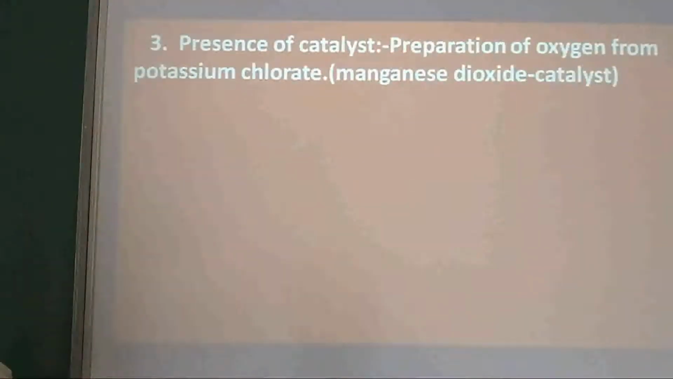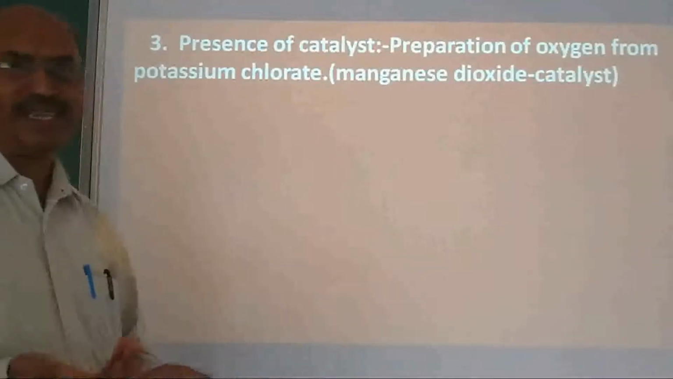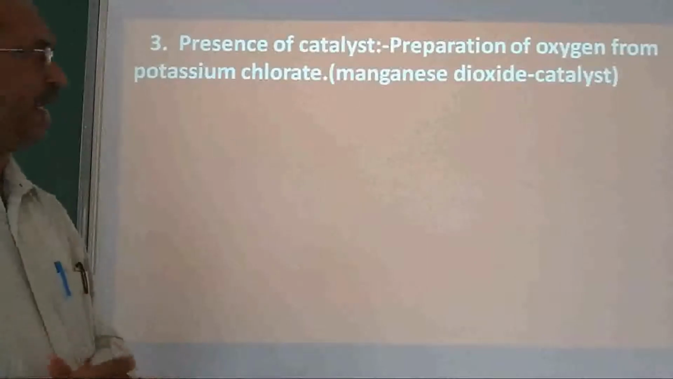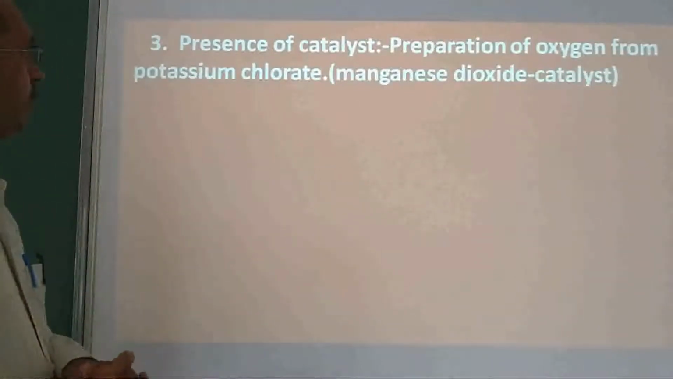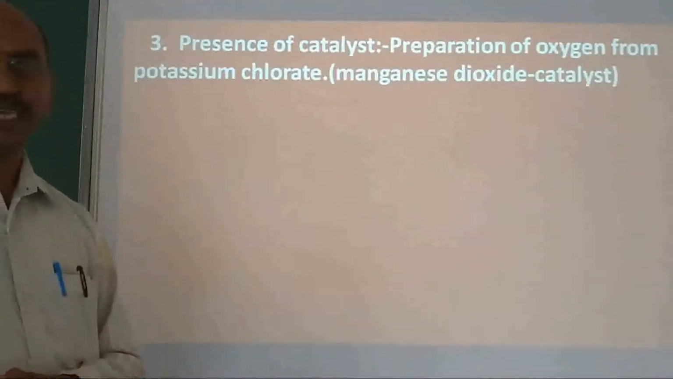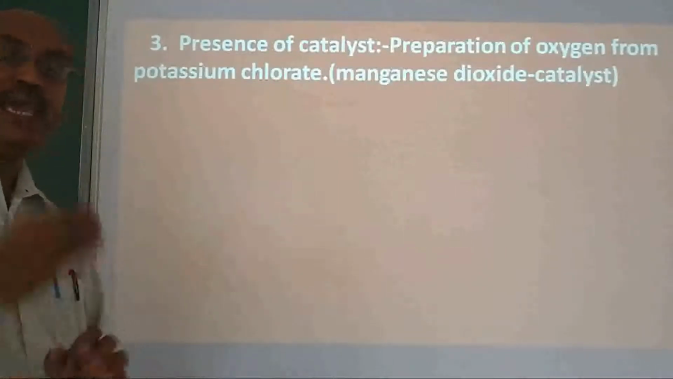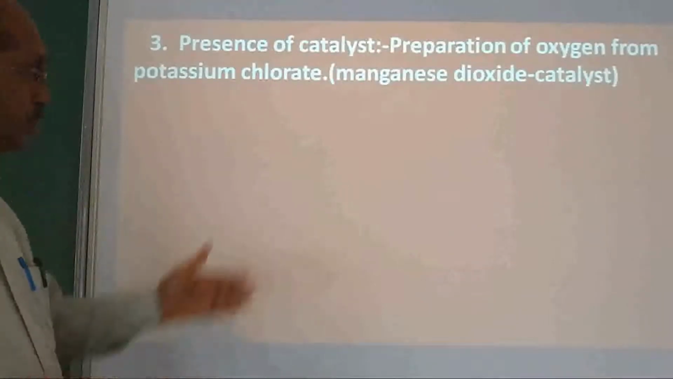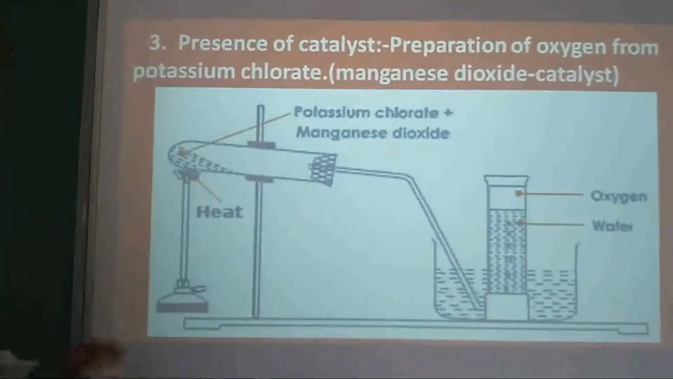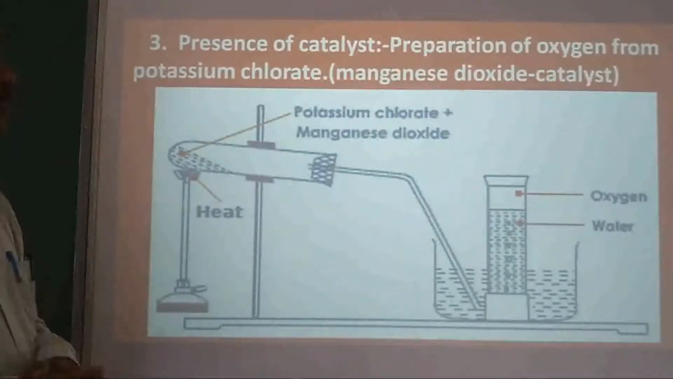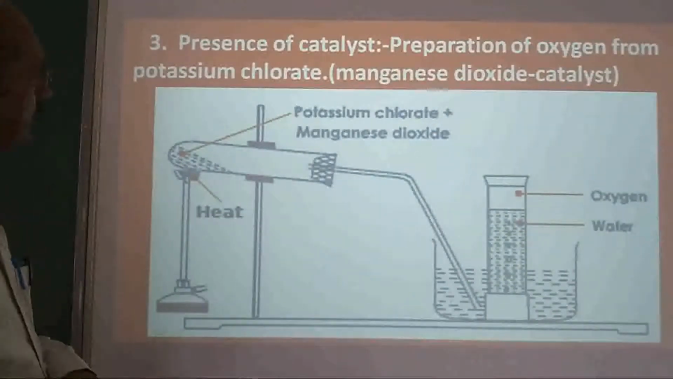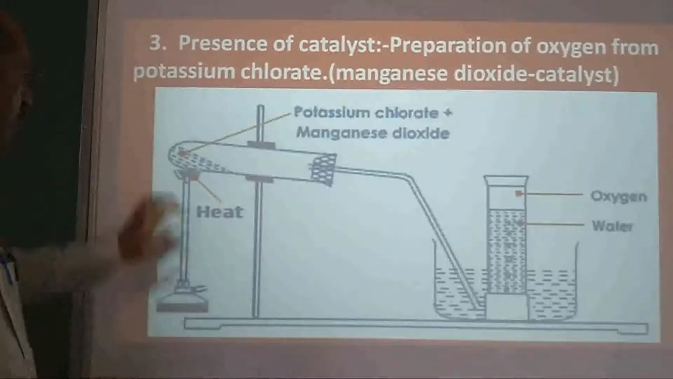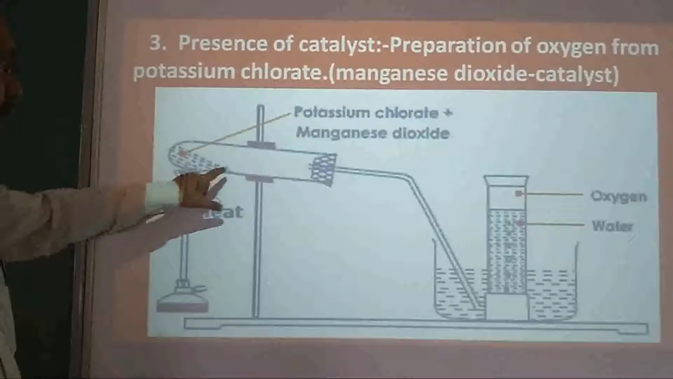The next one, presence of a catalyst. So what is a catalyst? For some chemical reactions, some chemicals are needed, and these chemicals do not take part in the chemical reaction, but they help to increase or decrease the rate of reaction. So let us observe this picture. This picture shows the preparation of oxygen from potassium chloride. Potassium chloride is a compound or a chemical. So when we heat this potassium chloride, oxygen is produced.